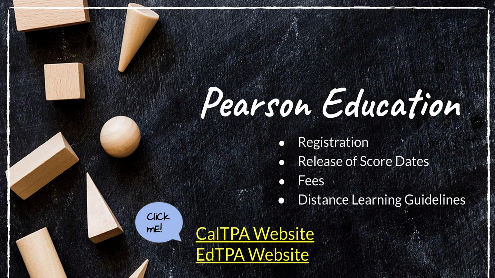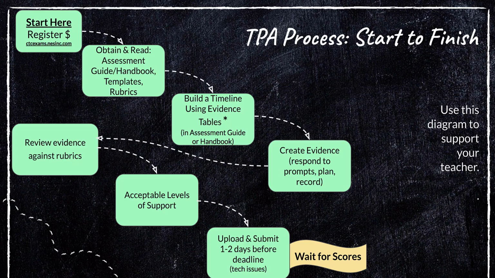These websites linked here will give you submission dates as well as specific information regarding completing the TPA in a virtual learning environment. You will also find registration dates, release of score dates, fees, and the distance learning guidelines. You will see at the top where the candidate needs to register for the exam. Once registered, they will obtain and read the assessment guide, handbook, templates, and rubrics associated with the TPA. They will build a timeline using evidence tables that are in the handbooks, create the evidence, respond to prompts, plan, record their lessons, review their evidence against the rubrics, get acceptable levels of support, and finally upload and submit.